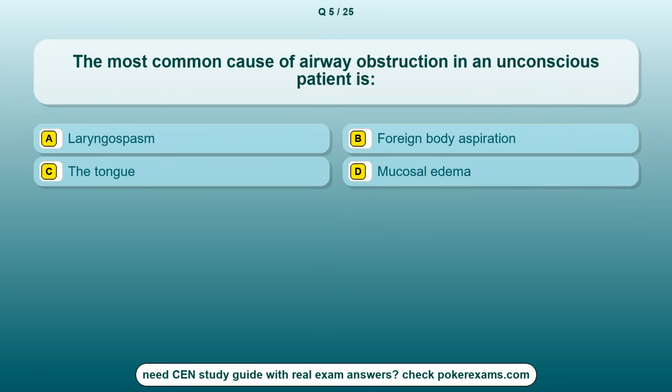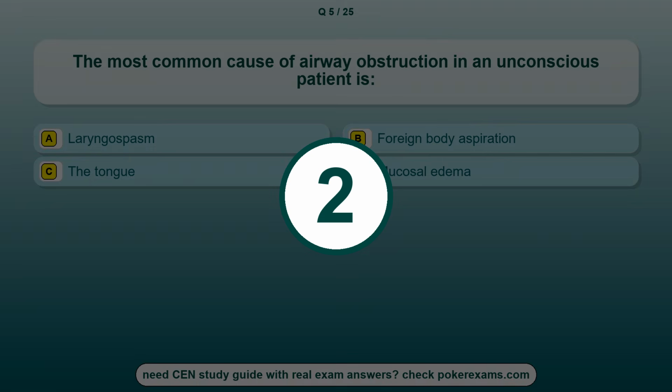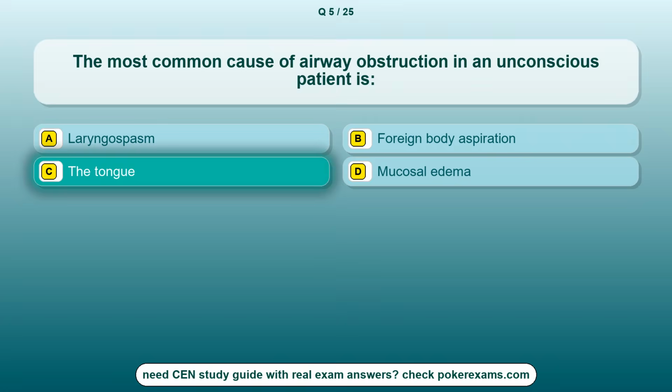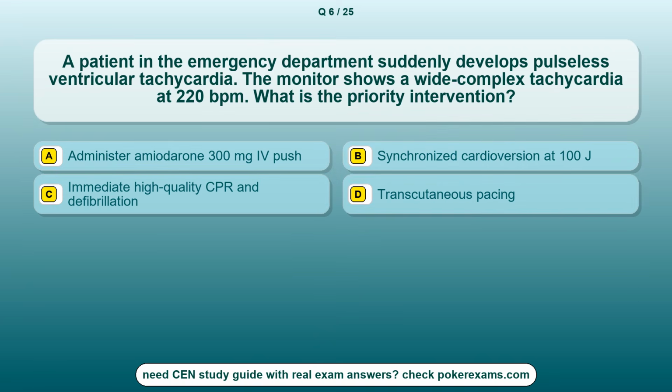Question 5. The most common cause of airway obstruction in an unconscious patient is option A. Laryngospasm. Option B. Foreign body aspiration. Option C. The tongue. Option D. Mucosal edema. The correct answer is option C. The tongue.